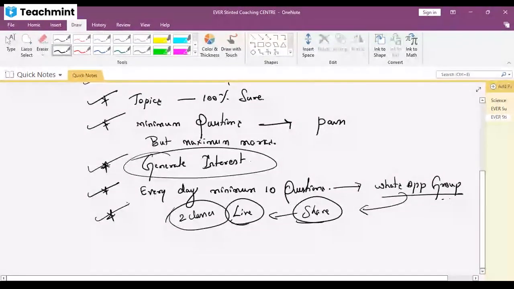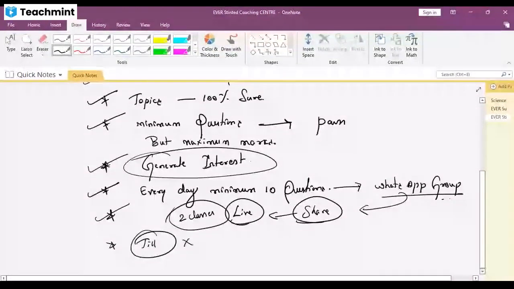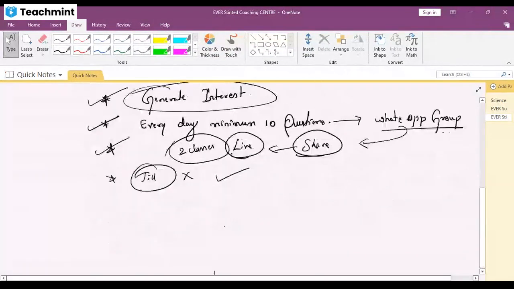Please don't waste your time. Even if you have not studied anything till now, no problem. If you start from now, you can definitely score good marks. So these are the basics you have to analyze before we start this crash course.